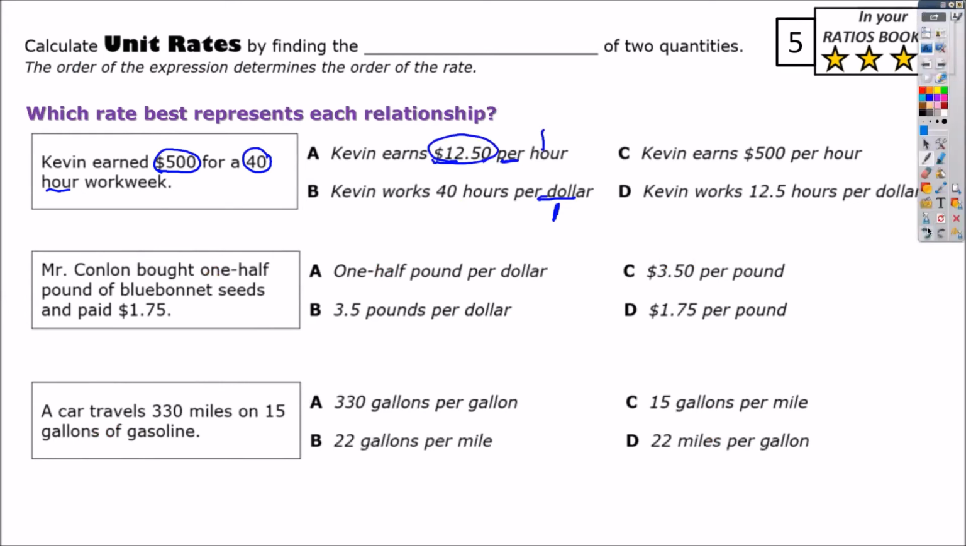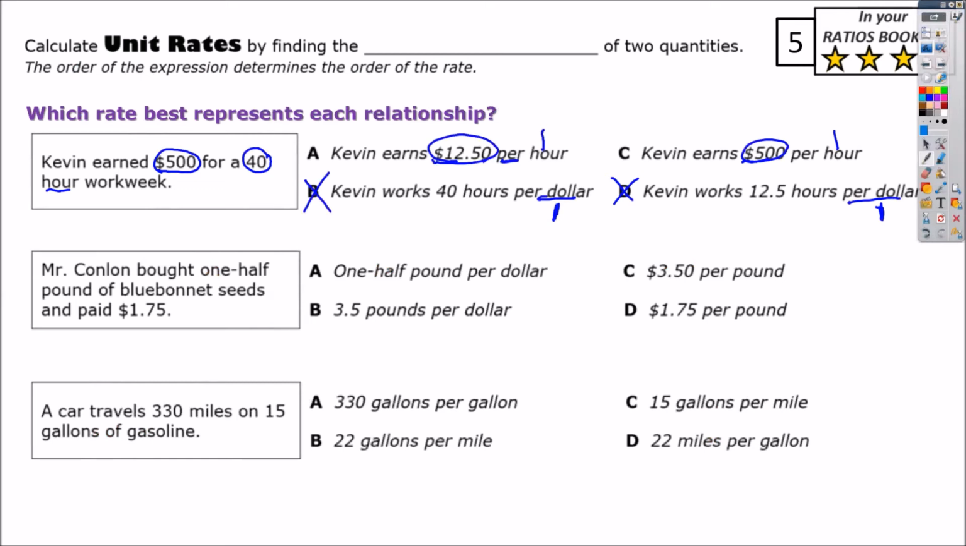It will be wrong. Let's look at this one. C, is the money more than the hour? Yes. And last one, the money per dollar, $1, is the money more than the hours? No. So now I've narrowed it down to 2 answer choices, A and C. But only one of these makes sense.